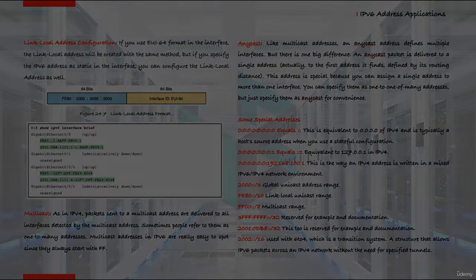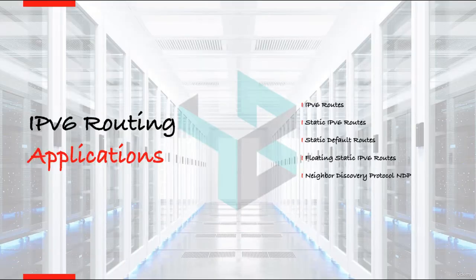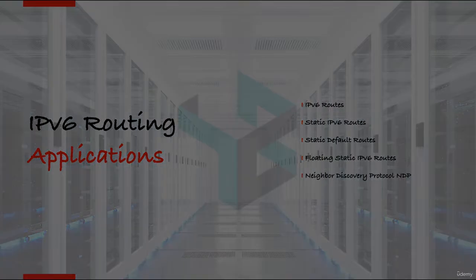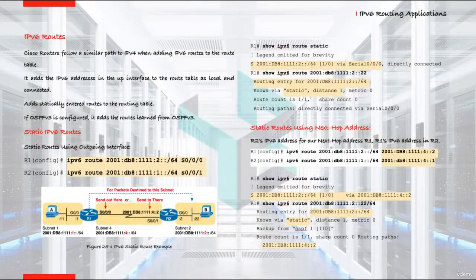Hello everyone, in this lesson I will talk about routing applications in IPv6: first the IP version 6 static route, the IP version 6 static default route, the IP version 6 floating route, and finally NDP, Neighbor Discovery Protocol. We will finish our lesson there. Now let's look at IP version 6 routes.